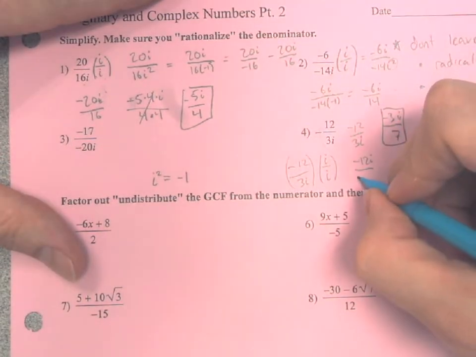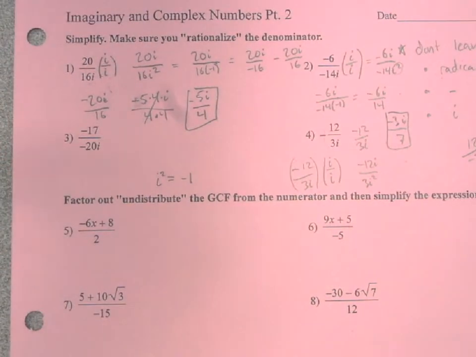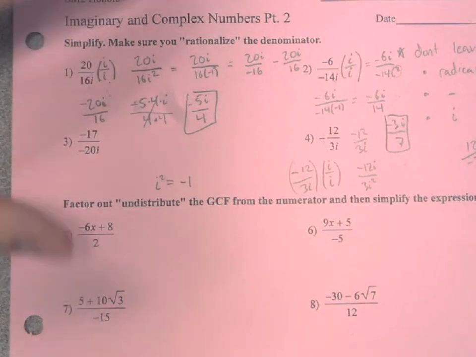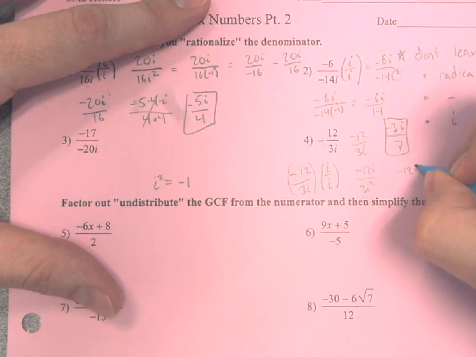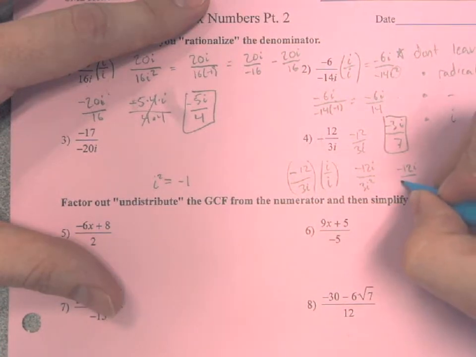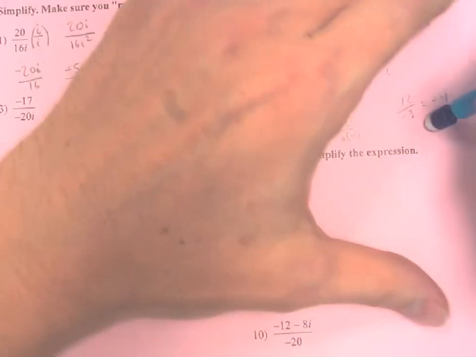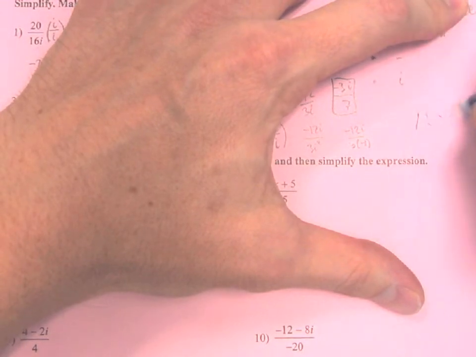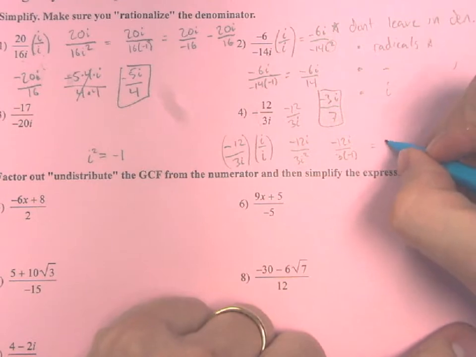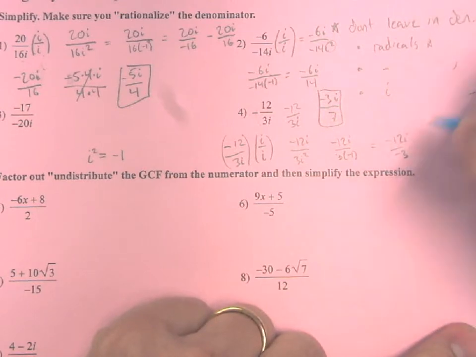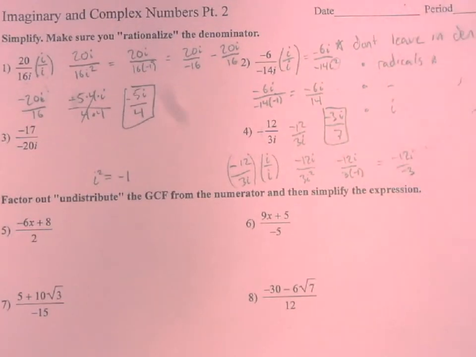On the bottom I have 3i squared. Recall that i squared is equal to negative 1. So anytime I have an i squared, I'm going to replace it with a negative 1. So 3 times negative 1. I'm going to get rid of this. This was just some brainstorming we were doing over here. All right, so I got a negative 12i over a negative 3. Now, when we have negative divided by negative, they cancel out. So negative 12 divided by negative 3 is actually just a positive 4.